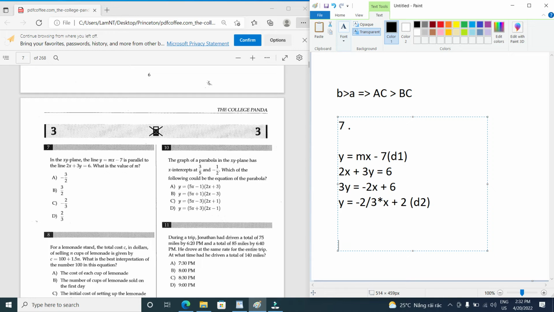So for D1 to be parallel to D2, m will have to be equal to minus 2 over 3, because the leading coefficient, which is called the slope, has to be the same. So the answer is C. 7 is C.